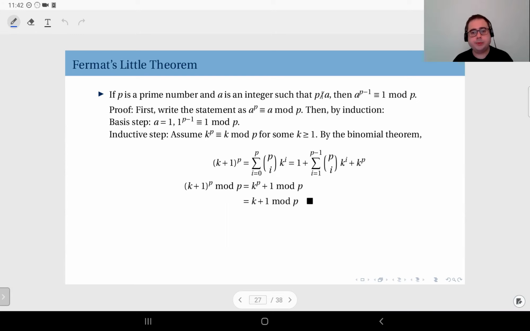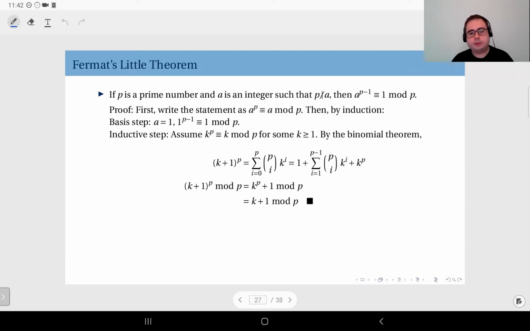If p is a prime number and a is an integer such that p does not divide a, so the number a is not a multiple of the modulus value, then a to the power p minus 1 is congruent to 1 modulo p.